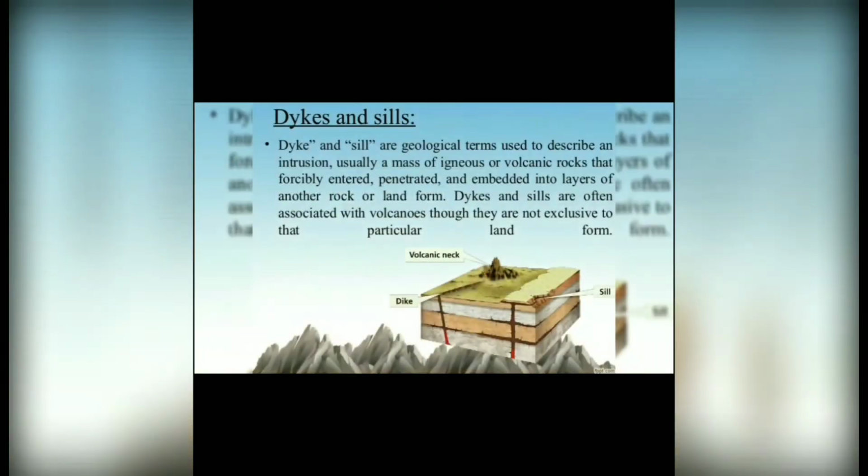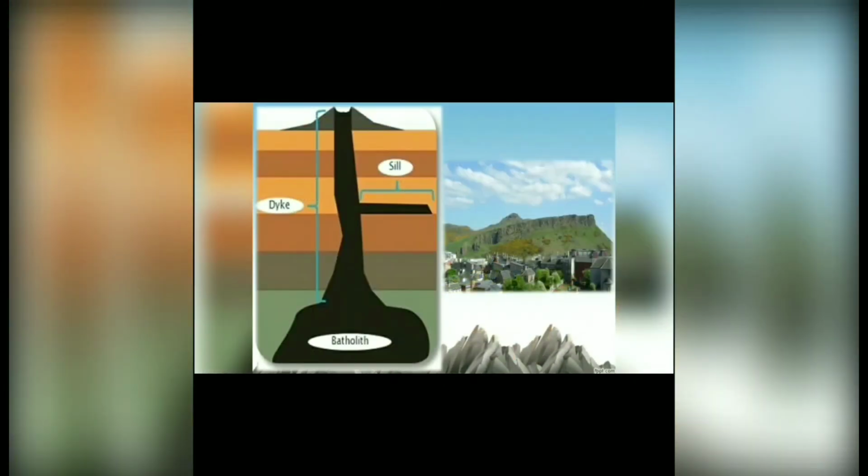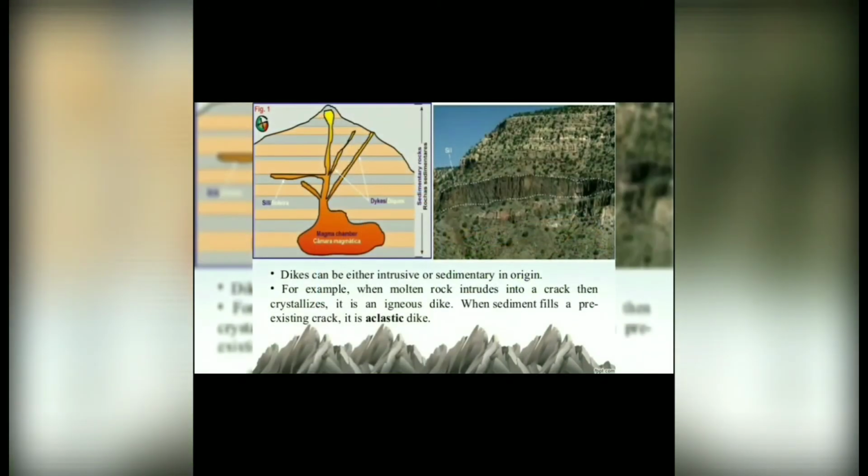Now next is Sill and Dyke. Sill and Dyke are both geological terms, and they describe igneous rocks and the landforms of igneous rocks. A Sill is a tabular sheet intrusion which is formed into pre-existing layers of rocks, meaning it is lying between the older layers of sedimentary rocks.